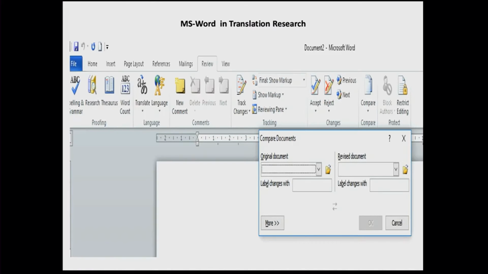For example, I use a function which is called Compare Files. Have you heard about Compare Files? This function is very effective and easy to use. If I want to compare two translations of one text, I use Microsoft Word to highlight the differences quickly. I use another tool, which is a concordancer, like the one that has been discussed before by Dr. Zumer. I use some concordancer with Microsoft Word to find out the differences between the two versions of the translation of the original.